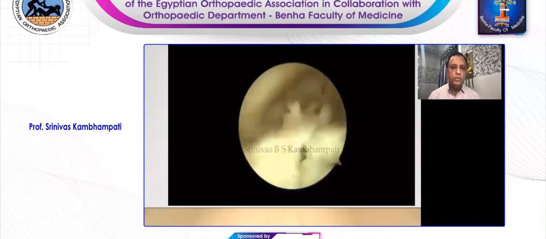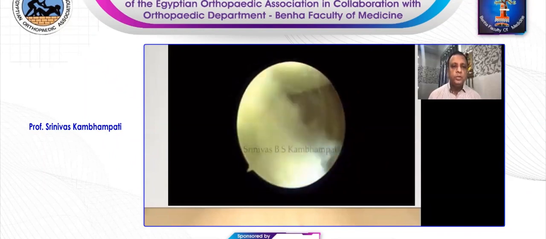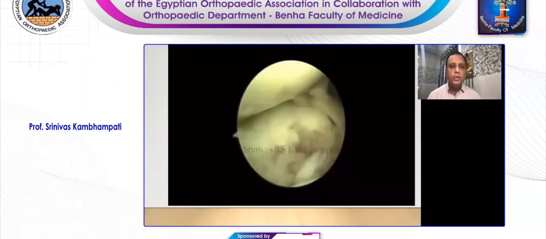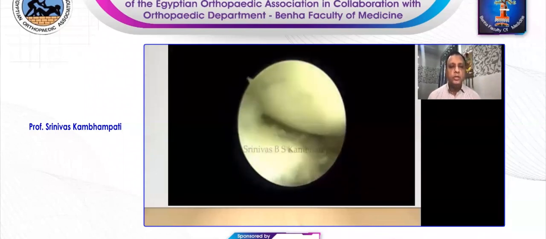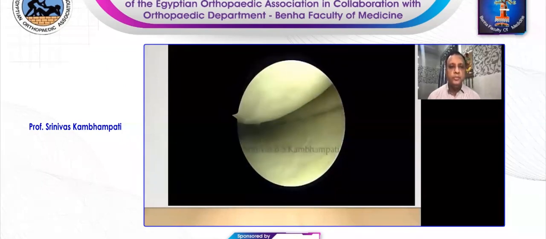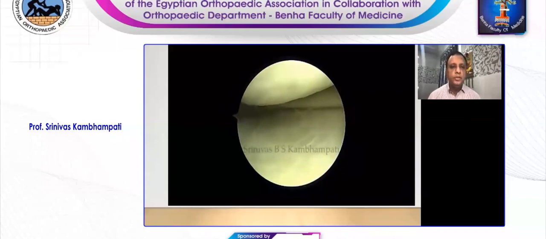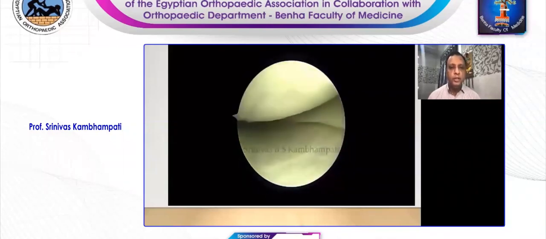Again, a trans-notch view. This view is through the posteromedial portal. You can see there's a fracture of the posterior rim of the proximal tibia, along with the ramp lesion. This is again the medial compartment. You can see the posterior part of the meniscus is missing, and there are early OA changes within the compartment, some fibrillation.